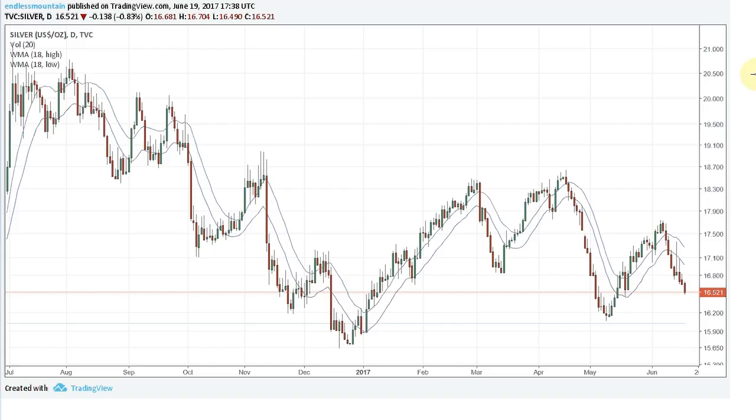We'll look at three different currencies, the US dollar, Canadian dollar, and the euro. So without further ado, let's get started.